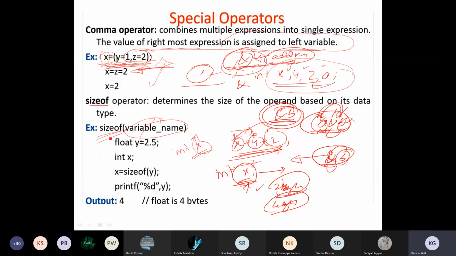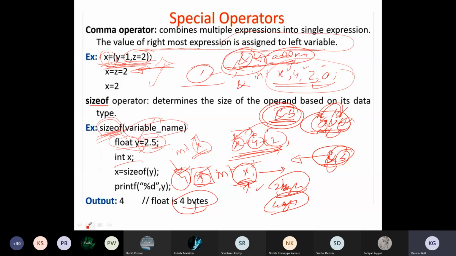So let's look at this example. float y is equal to 2.5. Don't worry about this, because this is the data found inside that particular memory location. y is 2.5, but how many bytes are reserved for this? That is given by this, so this is 4 bytes. This is different from this. This is a value, but this is talking about the size of that. How many memory locations do you require to store this particular floating point value? That is the meaning of size.